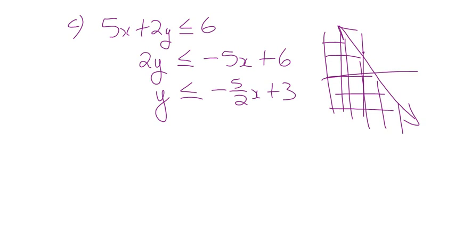Is 0, 0 in the region of truthiness? So 0 is less than or equal to 6, that is true. So 0, 0 is in the solution region, right? Basically, we're splitting the plane into two half planes, right? I mean, planes are infinitely large, so I guess it's half either way. We're splitting the plane into two regions, one of which is the solution region, one of which isn't.